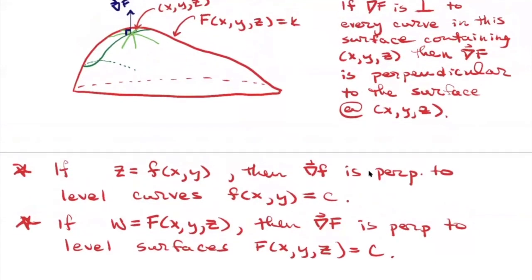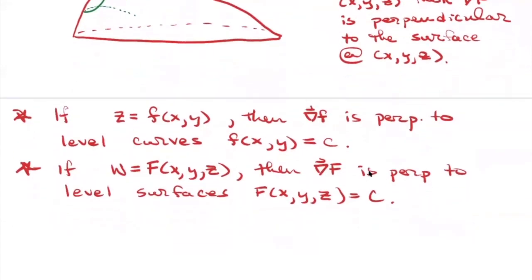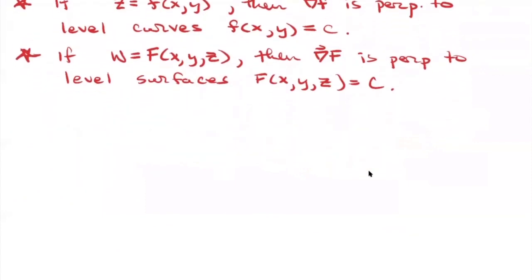I've already drawn what that looks like for level curves. For level surfaces, I think it's easiest just to try to draw a ball. So I'm going to just do a sphere. And I'll put a hemisphere around it.